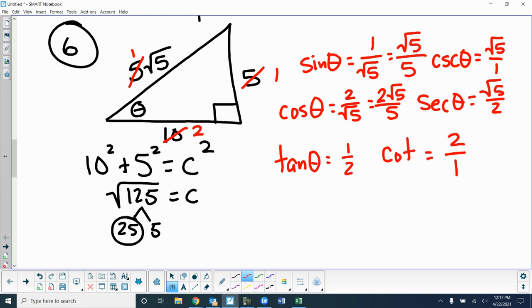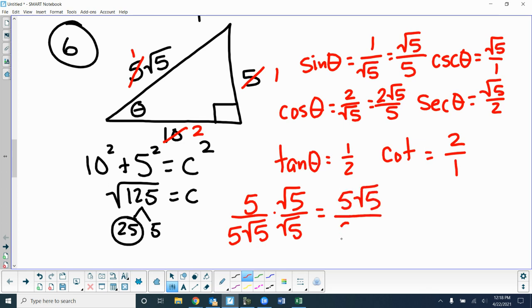Adjacent over opposite. Again, if you didn't do what I said, if you did that 5 over 5 radical 5, and then rationalized it, you get 5 radical 5 over 25. Then you got to do what anyway? You got to do that, right? So I try to do it beforehand. That's all I was trying to show you. Questions?